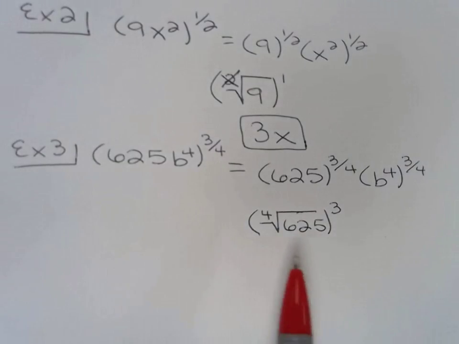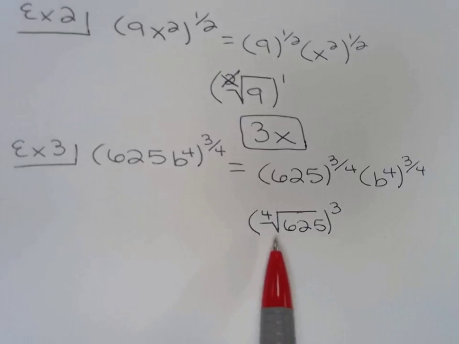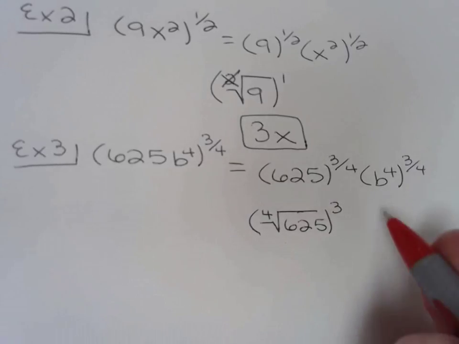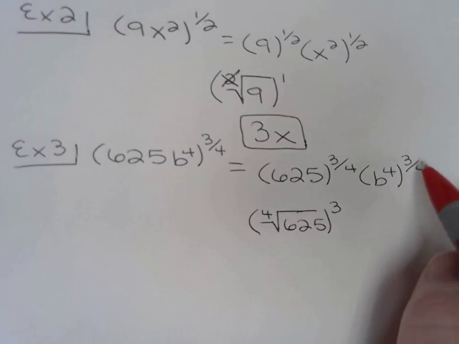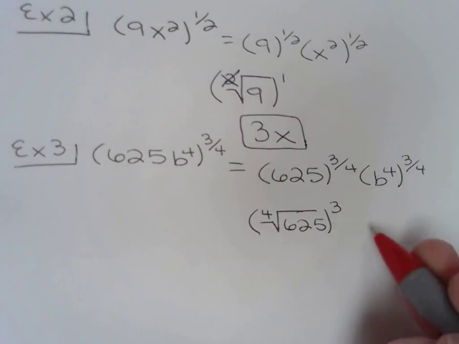It doesn't matter the order, but I look at this and I say, okay, if I would do 625 to the third, that's going to give me a really big number. So I'm going to do the fourth root first and then take it to the third power. And then we can go ahead and simplify this variable. B to the fourth to the 3/4 power, what do I do with my exponents?